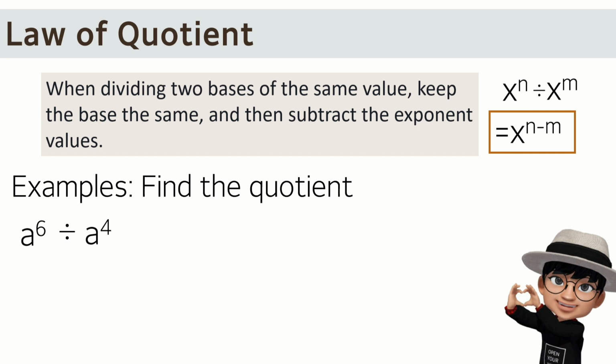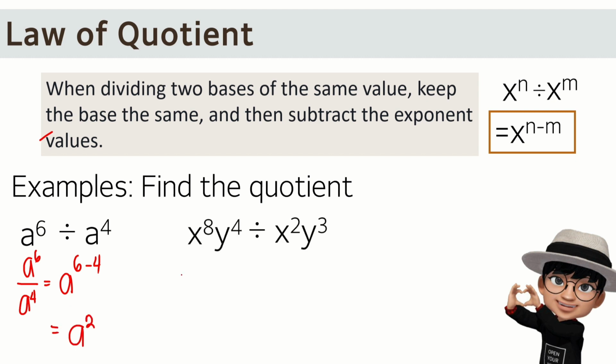If we rewrite it, that is the same as a raised to 6 divided by a raised to 4. So we have a raised to 6 minus 4. And what is 6 minus 4? That is a raised to 2.